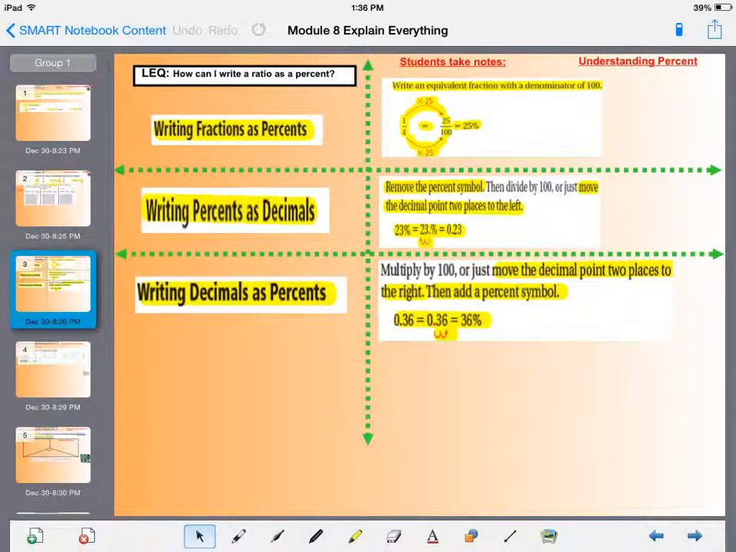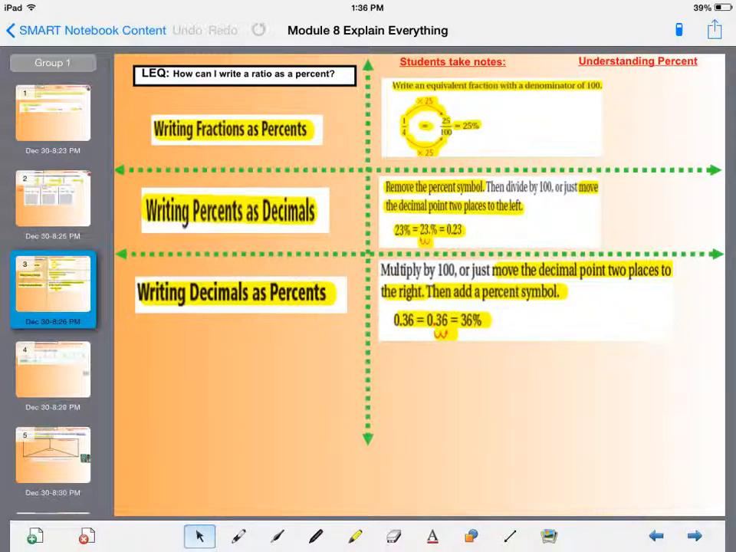This slide is a really important slide. When you took notes in your spiral about these, this is very, very important for you to be able to look back and review. The first thing that we discussed was writing fractions as percents, and we just went over that. When you write an equivalent fraction and make it a percent, you always want the denominator to be 100 because anything over 100 is a percent.